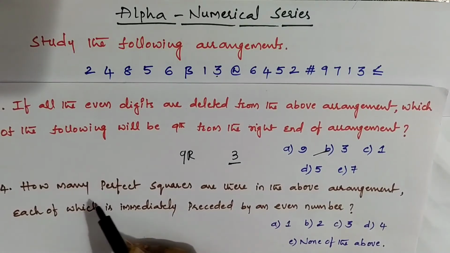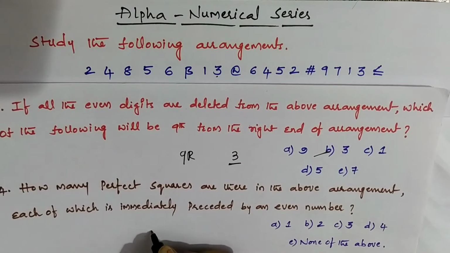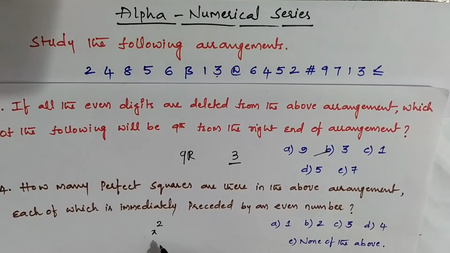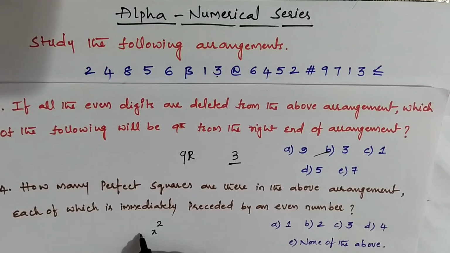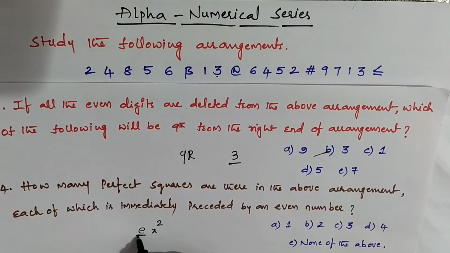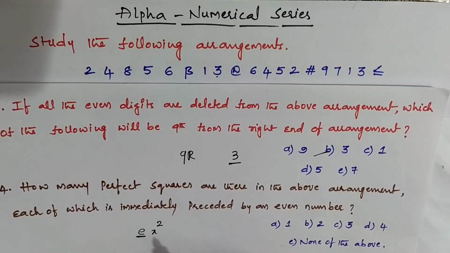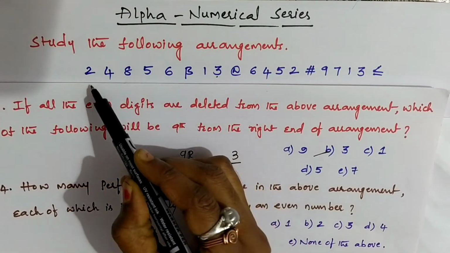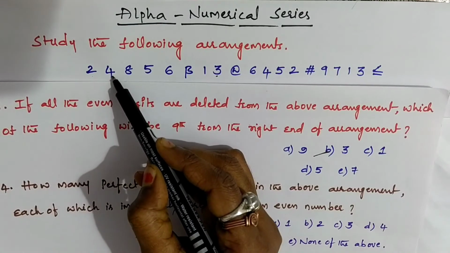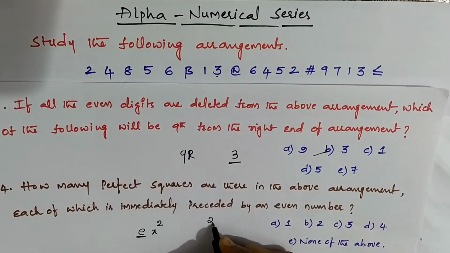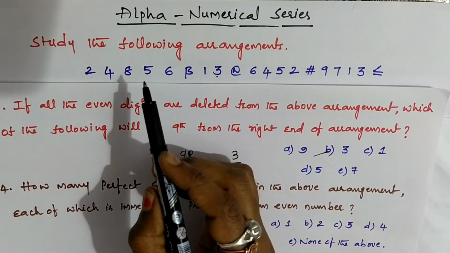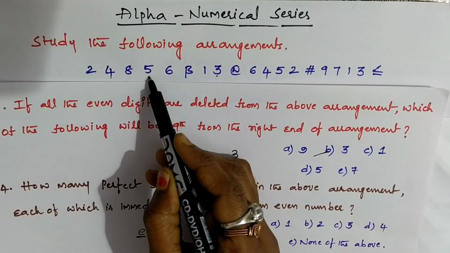Okay. How many perfect squares are there in the above arrangement, each of which is immediately preceded by an even number? Here it should be an even number and a perfect square. We should find it in the arrangement. Even number 4 is a perfect square. Even number 8 is not a perfect square.